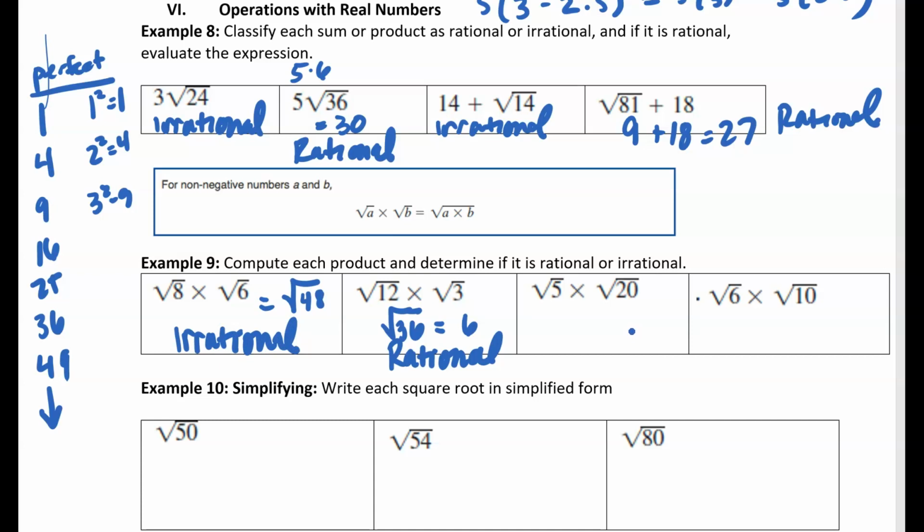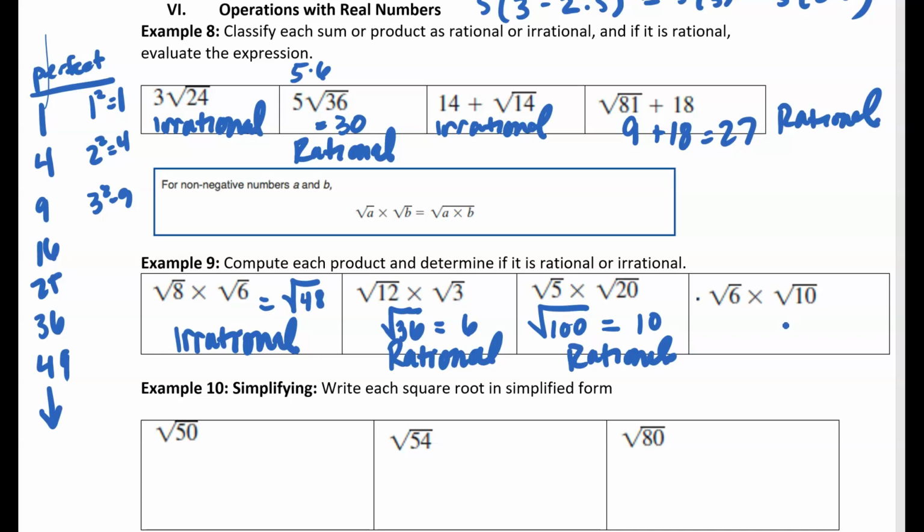Square root of 5 is not a perfect square, neither is 20. So I'm going to multiply those together and get square root of 100. Now that is a perfect square. Square root of 100 is 10, so I'm going to say this is a rational number.